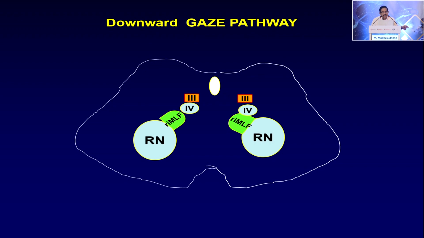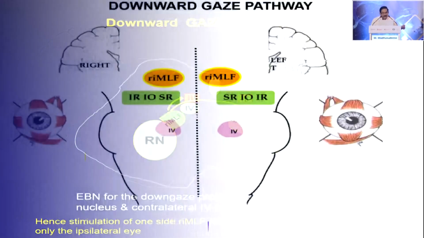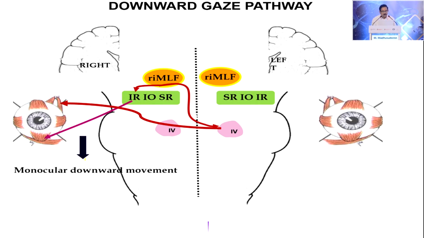Now, on the contrary, for the downward gaze pathway, control is ipsilateral. For example, stimulation of one RIMLF produces downward movement of only one eye. So it is connected to the ipsilateral third nerve nucleus and the contralateral superior oblique, fourth nerve nucleus. Now, this picture explains it a little better. The RIMLF connects to the ipsilateral rectus and goes to the contralateral superior oblique nucleus. Ultimately, both of them convey to the same eye, because the superior oblique supplies the contralateral superior oblique muscle. So what will happen? Both will contract and the eye will move downward. So ultimately the RIMLF from the right side produces downward movement of the eye.